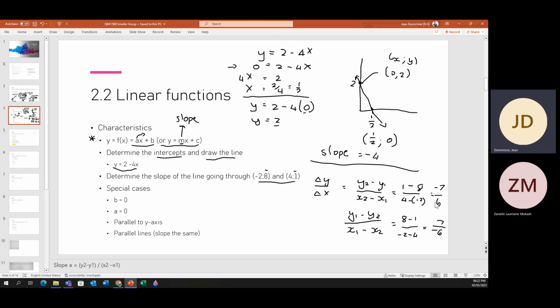So -7 over 6 is exactly the same as 7 over -6. So nearly the most important thing out of this is, as long as you keep what you do at the top the same as what you do at the bottom, and then it will pan out. So that is how you work out the slope if they give you 2 points.